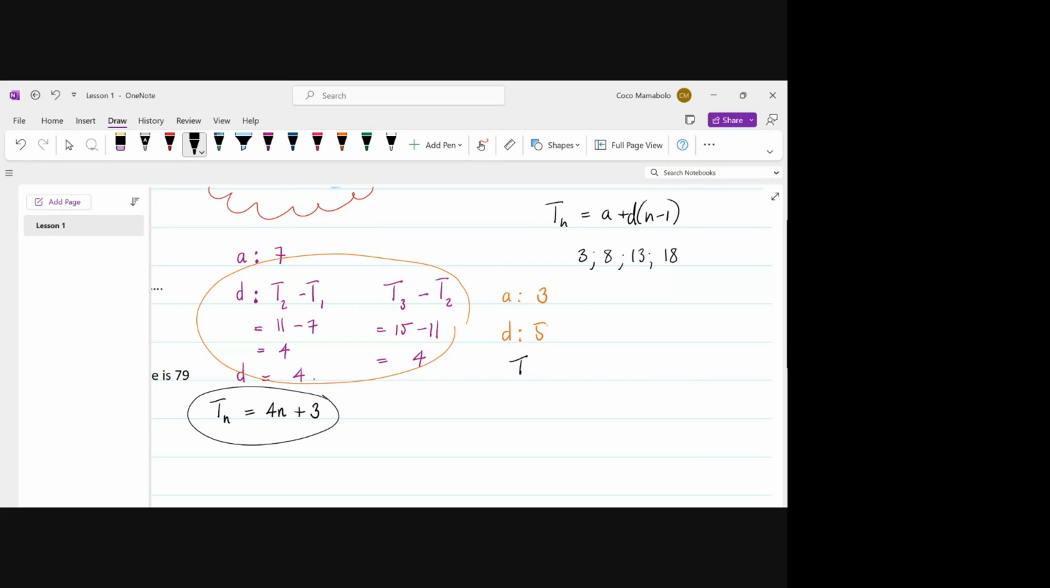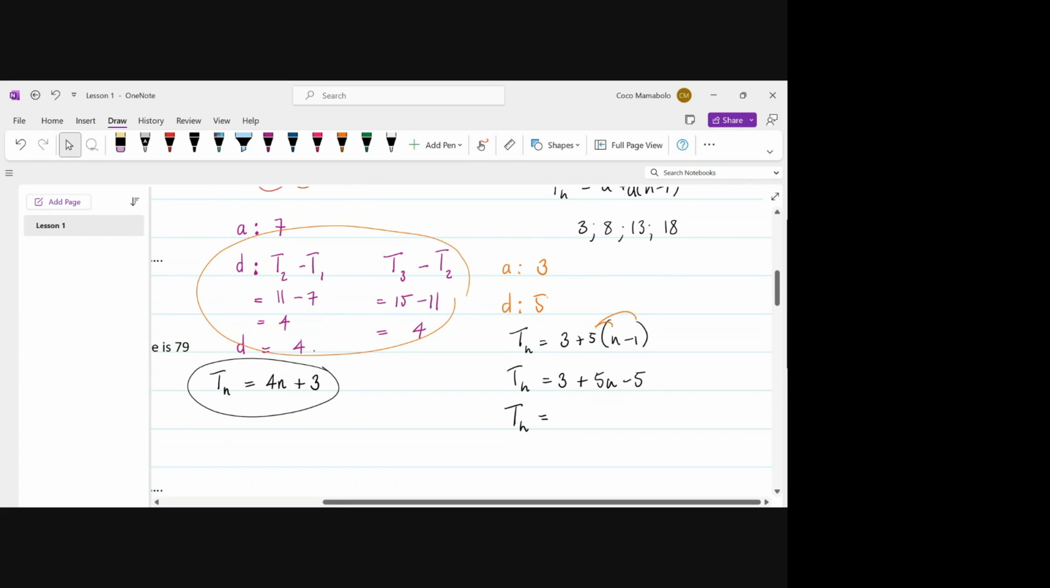We go. Tn equals 3 plus 5 open brackets n minus 1. Lovely. And then your next step? Then you place the 3 down, then you distribute 5 with the brackets. So 5 times n equals 5n, and then 5 times -1 is -5. Excellent. And then we just add like terms. Good. So Tn equals -2 plus 5n. Beautifully done, my darling. Or you could write 5n minus 2, both of them spot on.